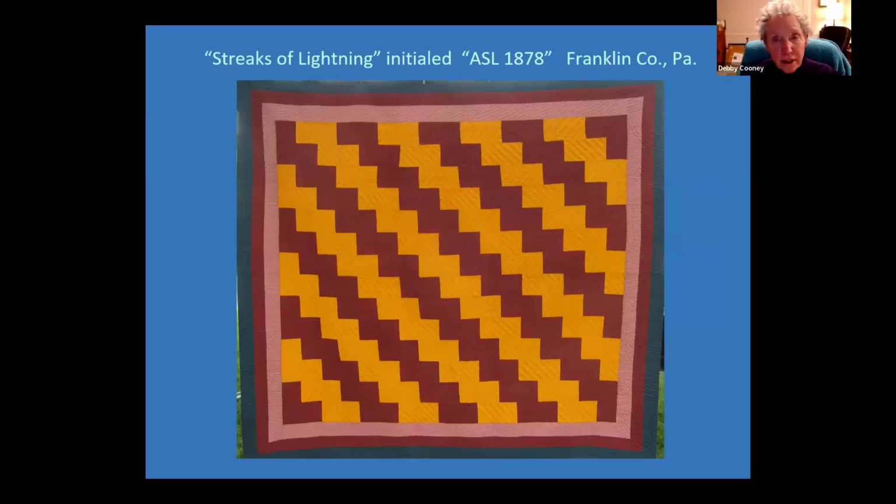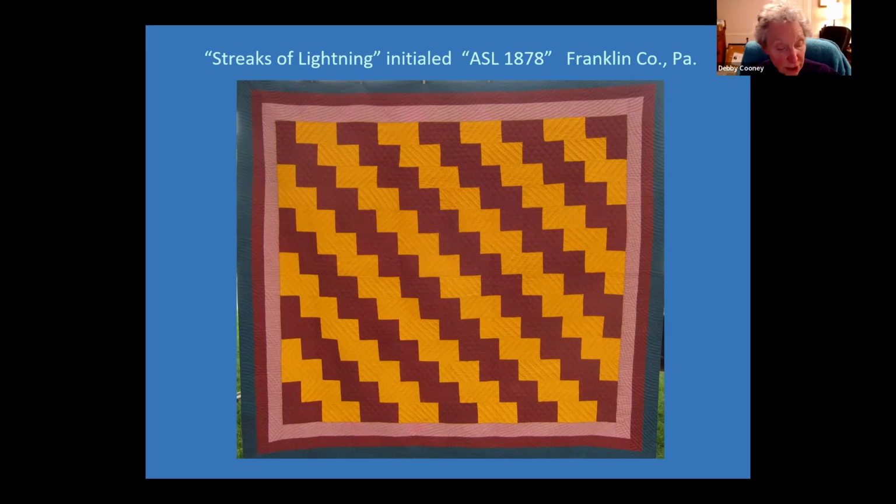Here we have a streak of lightning initialed ASL 1878. And I bought this really graphic quilt from a dealer who said the family name was Leonhard, Leonard, or Leonard, something like that, he said. And that it was one of more than 30 quilts that were sold at the same estate sale. And I searched every spelling combination I could of those letters without success for years. But later I saw an auction notice in the same Franklin County community with the name Leonhard. I tracked the seller down and she gave me the entire story.